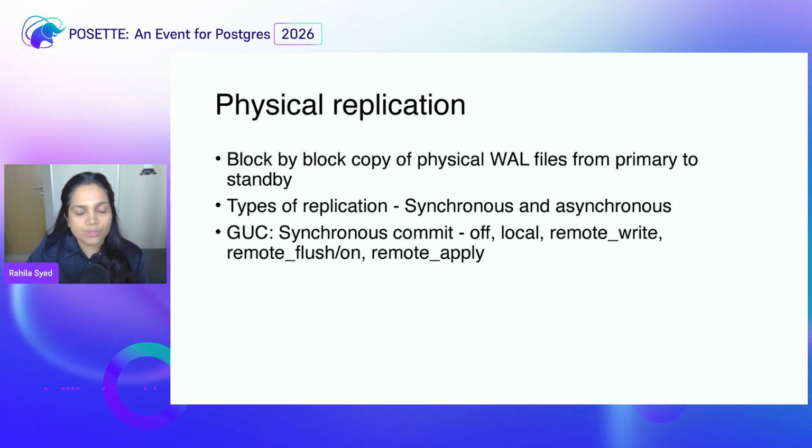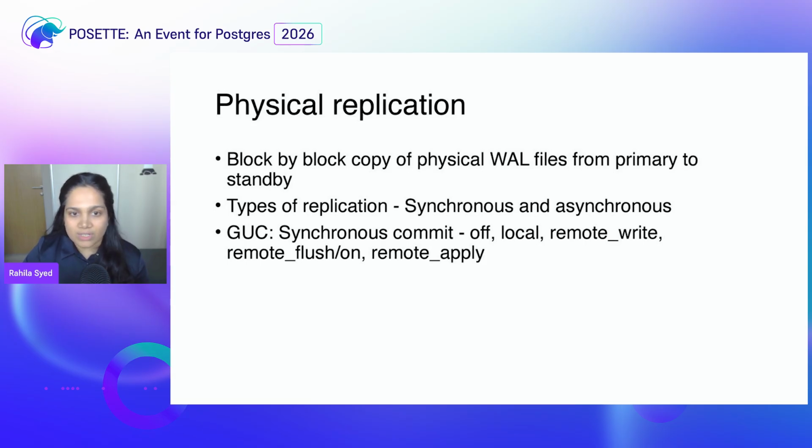What are the different types of replication? Synchronous and asynchronous replication. This replication type is set using a GUC parameter, which is named synchronous commit. There are various settings to this GUC parameter. One is off, which means it is asynchronous replication. The commit of a transaction on master does not depend on whether the change, or the WAL records corresponding to the change, are sent to the standby or not.